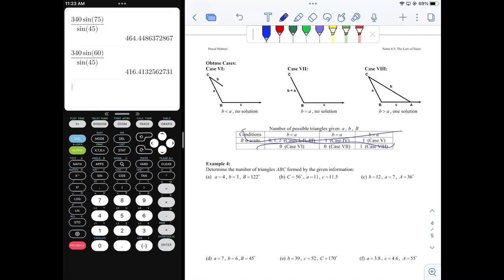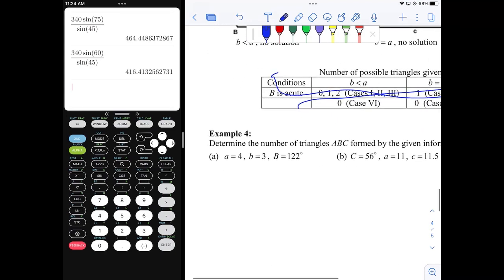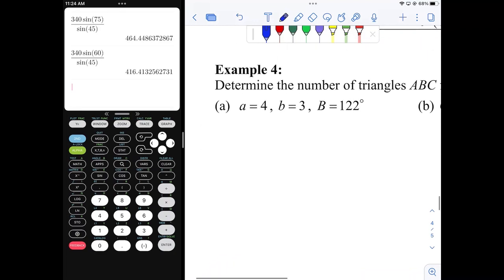Example 4. All right. It says on example 4 only to determine the number of triangles formed by the given information. So we're not solving the triangles. We just want to figure out at this point how many there are. Once we figure out how many there are, and then a little while later, we'll go ahead and solve them. All right, so we have A, B, and B.